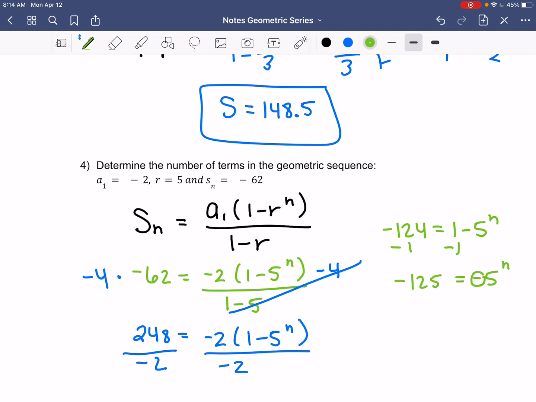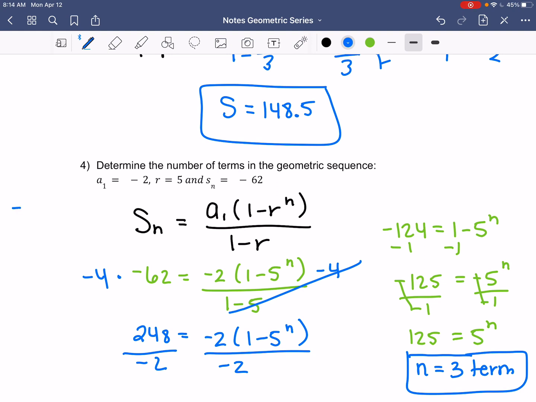I can't divide by negative 5 and cross it off, but I can divide by negative 1, and that's going to cross off my negative. So I get 125 equals 5 to the power of n. So I have to think to myself, 5 to what power is 125? Or I could use logarithms, but we can probably solve this one off the top of my head. That number is 3. So there are 3 terms in the sequence.